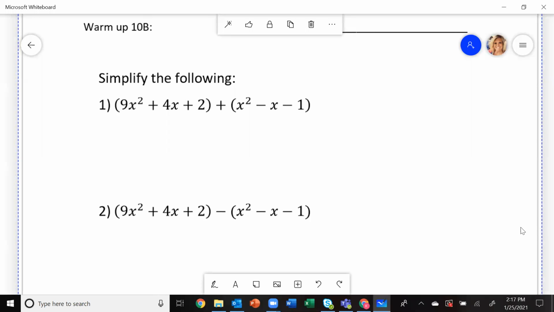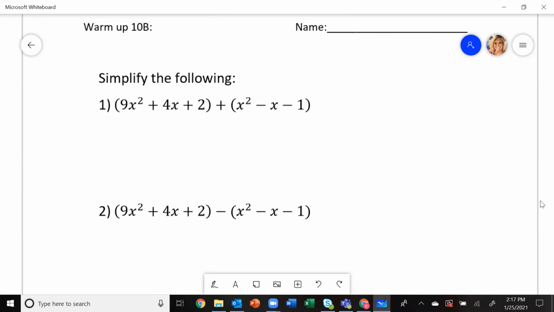We're going to be working on warm-up 10. It is going to be combining like terms. So these are the two problems that we have. Please take a minute and try and answer those and then come back and I will go through it step by step how you would solve these.